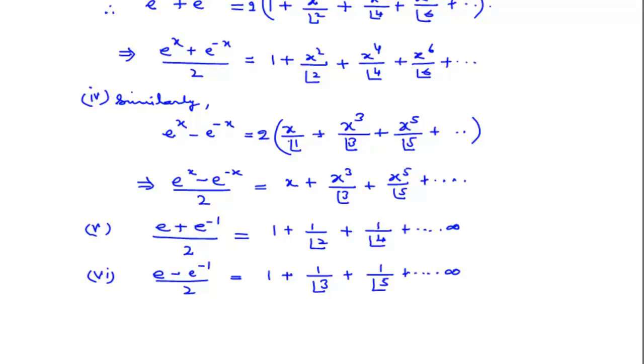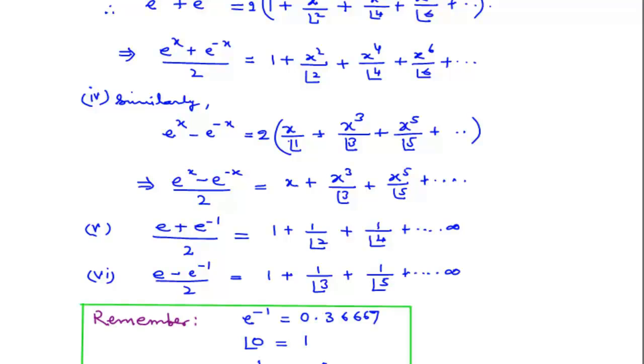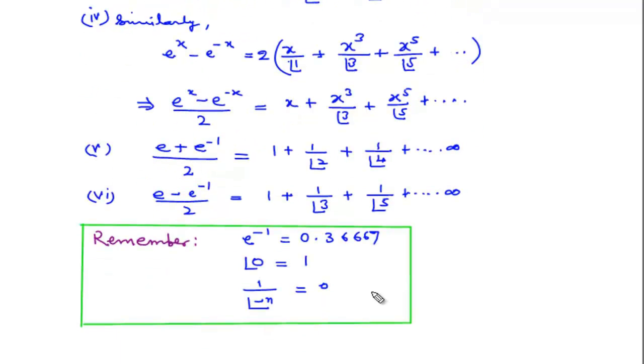Here we should also remember a few things. First is e raised to the power minus 1. The value is 0.36667. Factorial 0 is taken as 1, and 1 upon factorial minus n is equal to 0.